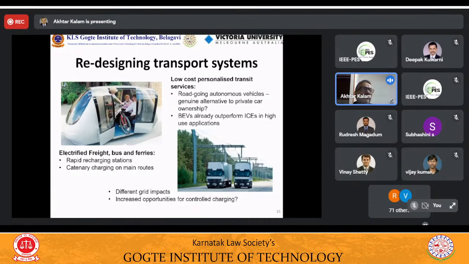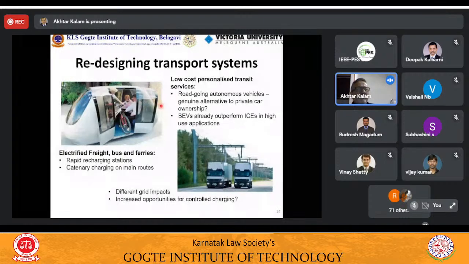And you will see new types of transport systems which will allow you to carry your electric vehicle in the train. So this will be an autonomous vehicle going on the road. You can use it as an alternative to private car ownership. Battery electric vehicles are already outperforming ICE in high use applications.